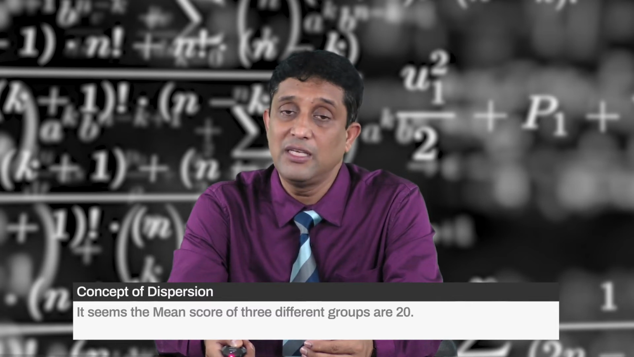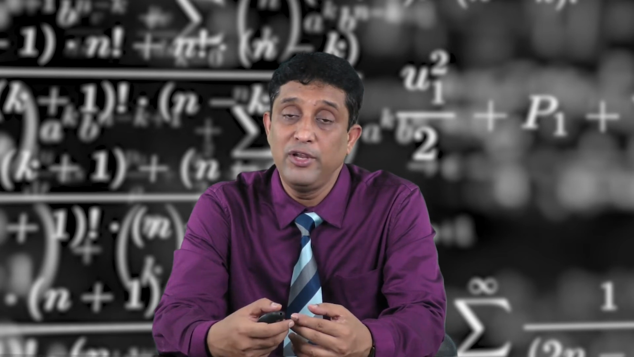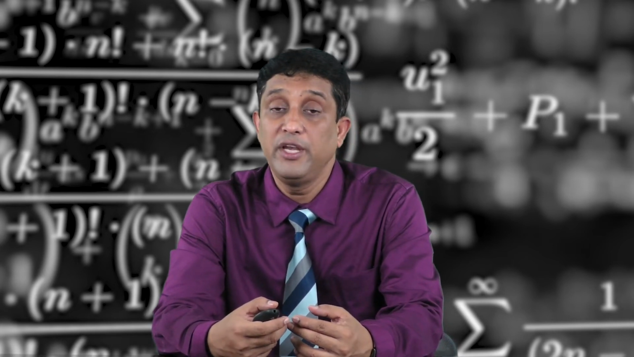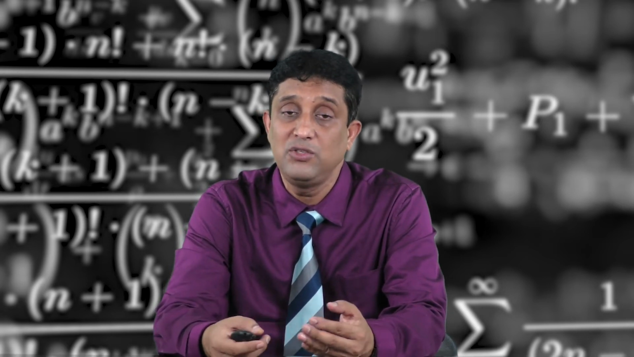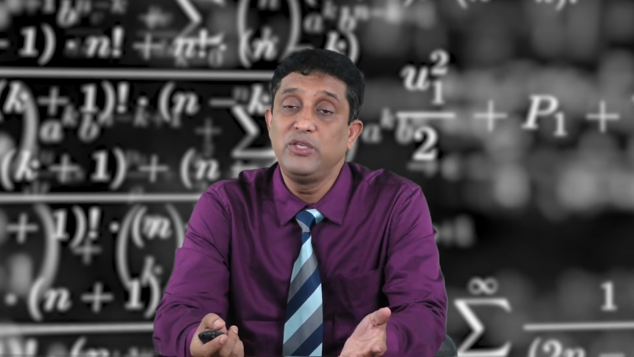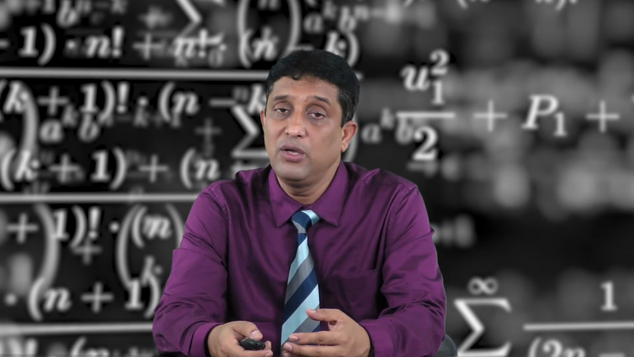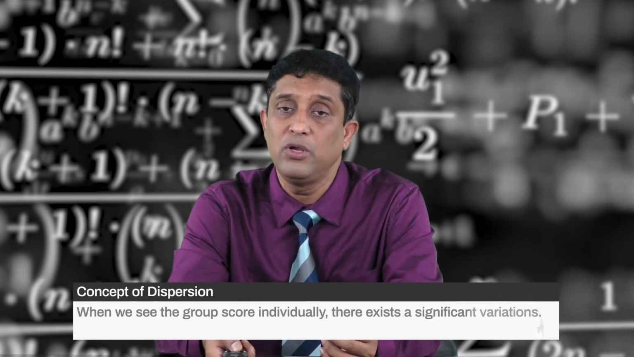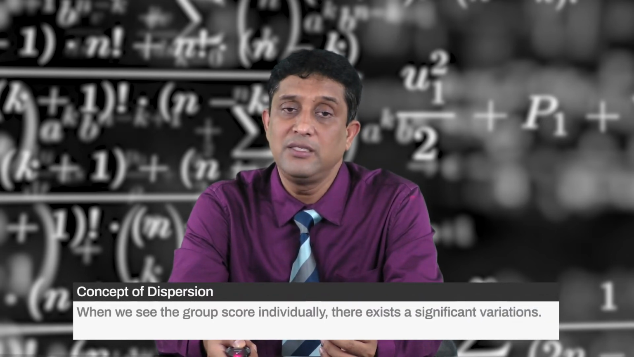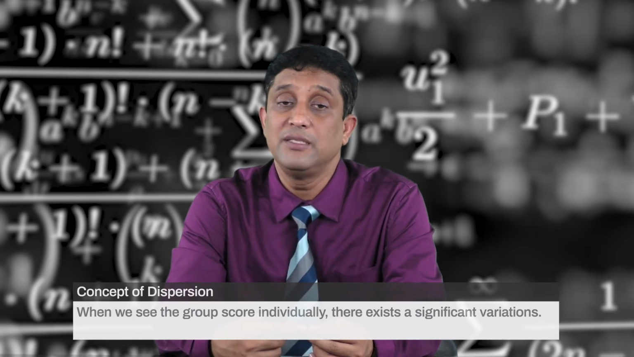We have already discussed that the total number of scores was 8, and if you add all the individual scores, you will get 160 in all the situations. So that's why the mean will be 20 in three different groups. And further, we can calculate measures of dispersion. When we see the group scores individually, there exists a significant variation. So among the individual scores, a significant variation is observed.